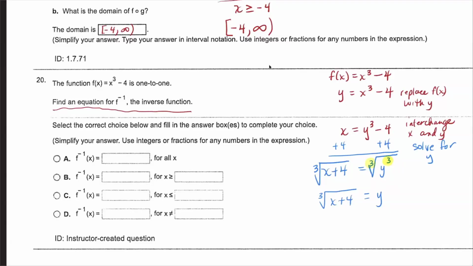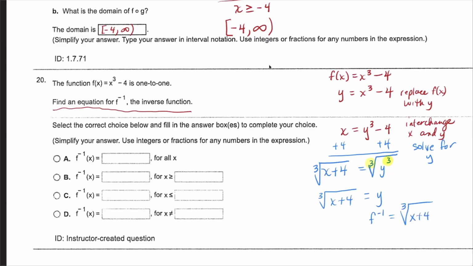So we've solved for y, but now we need to recognize that this is not really y. This is the inverse of the function. So we change y to f inverse. It's not f to the negative 1. So we say y or f inverse equals this cube root of x plus 4.